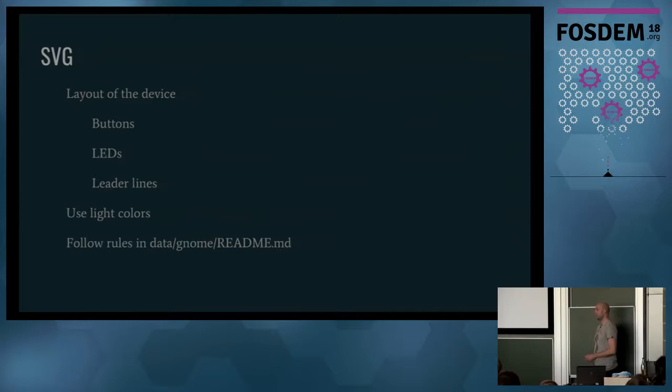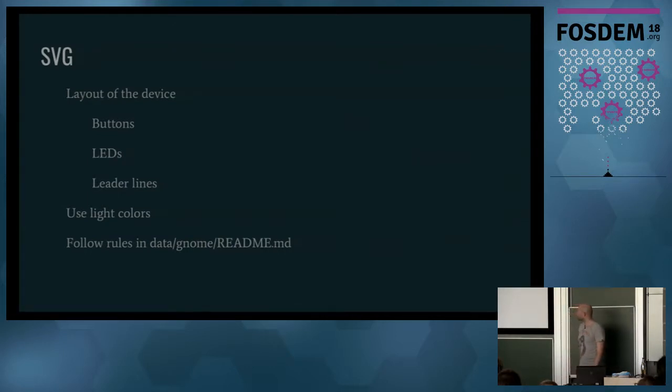The SVGs are supplied by libratbag, so any client that you write will be able to use them. They supply a basic layout of how the mouse looks, where the buttons are, where the LEDs are. Then it has some leader lines going out to the side saying, okay, out here, if it says button one, then there's a line going in, and you can place a button out there to configure it.